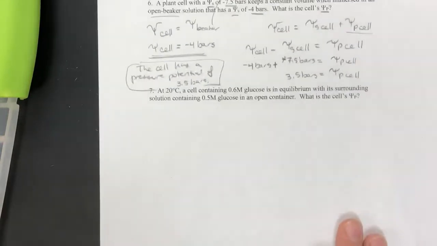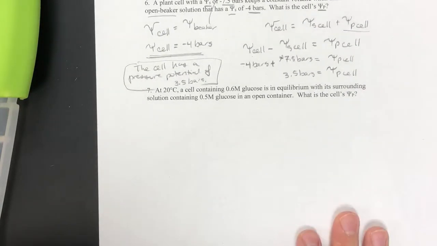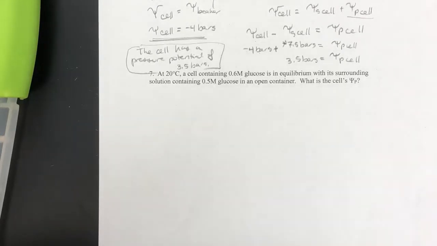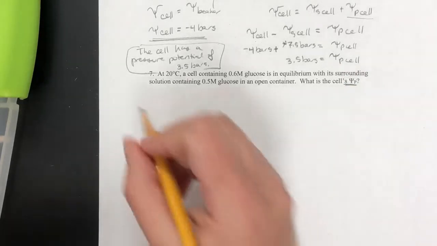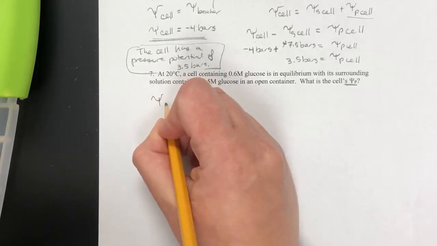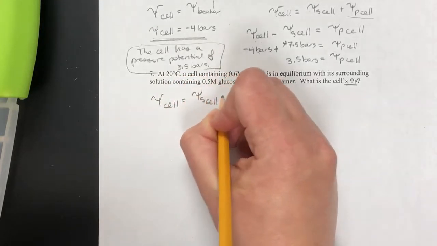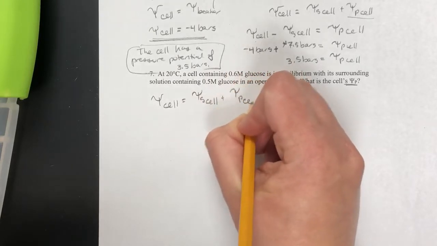Okay, and then the last question, question 7. At 20 degrees Celsius, a cell containing 0.6 molar glucose is in equilibrium with its surrounding solution containing 0.5 molar glucose in an open container. Again, we have to find the cell's pressure potential. So again, remember that the water potential of the cell is equal to the solute potential of the cell plus the pressure potential of the cell.